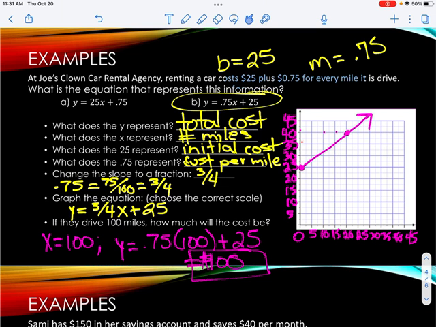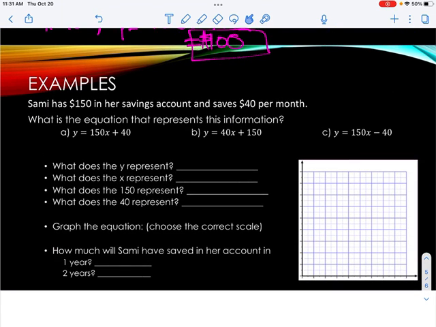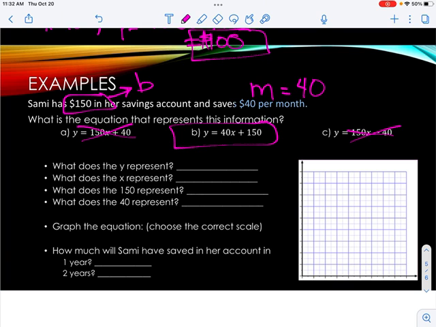Okay? All right, this last one here, we start off. It says Sammy has $150 in her savings account and saves $40 per month. So when you read that, $40 per month, that's going to be our rate of change. She starts with 150. That's her Y-intercept. So when you look across, this one's not, that one's not, so my answer would be B.